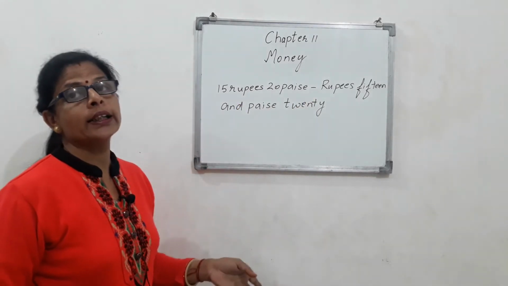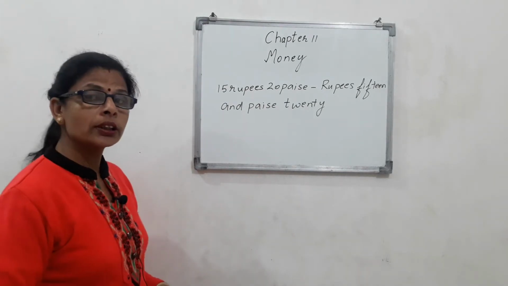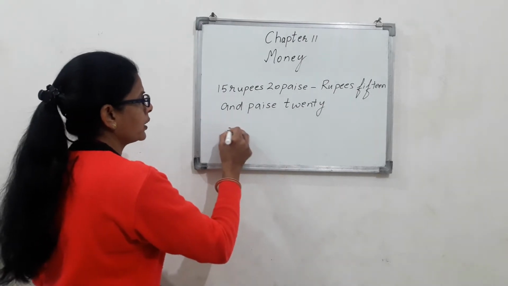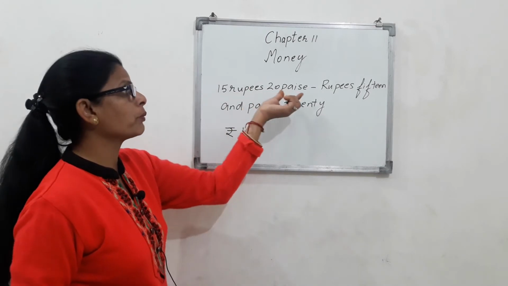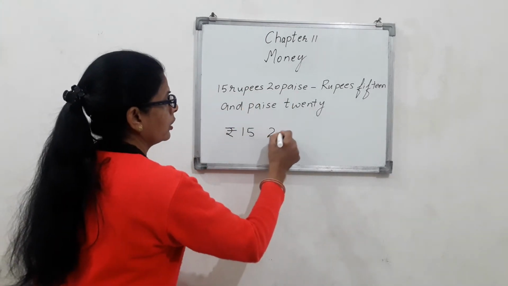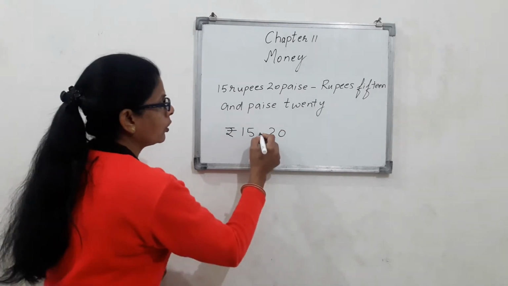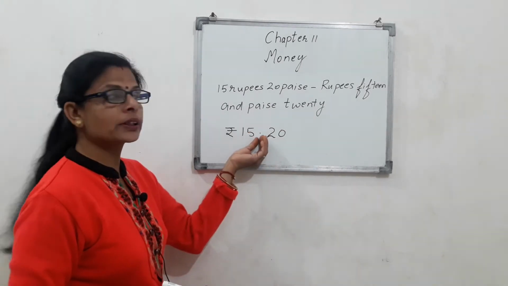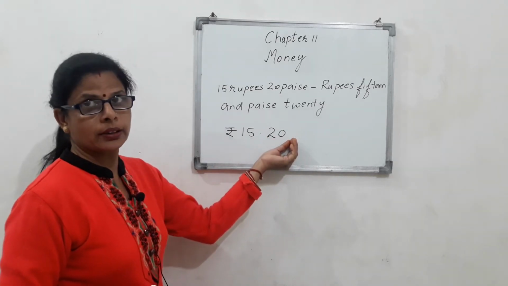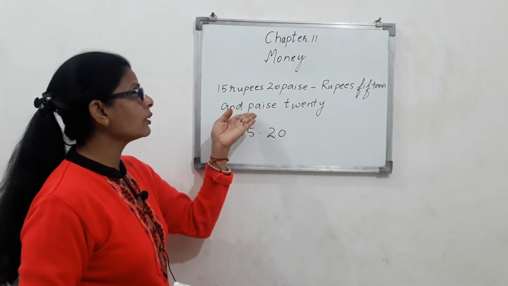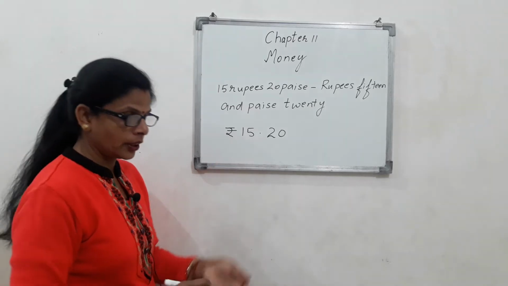Now, how to write this in figures? In figures we will write rupees 15, and paisa is 20. To separate the rupees from paisa, we put a dot. This dot represents that 15 is rupees and 20 is paisa. Clear? So, this is in word form and this is in figures. Another example.